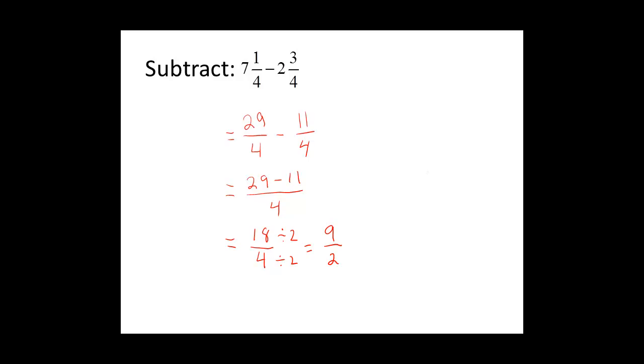We can change it to a mixed number by putting the top number, or the numerator, inside the division symbol and dividing by the denominator. 2 divides 9 4 times. We subtract and get 1. 1 is our numerator and 2 is our denominator. So 9 halves is the same thing as 4 and 1/2.